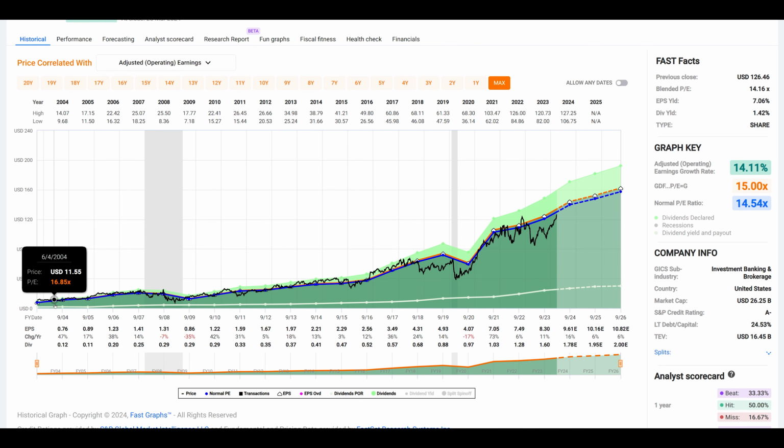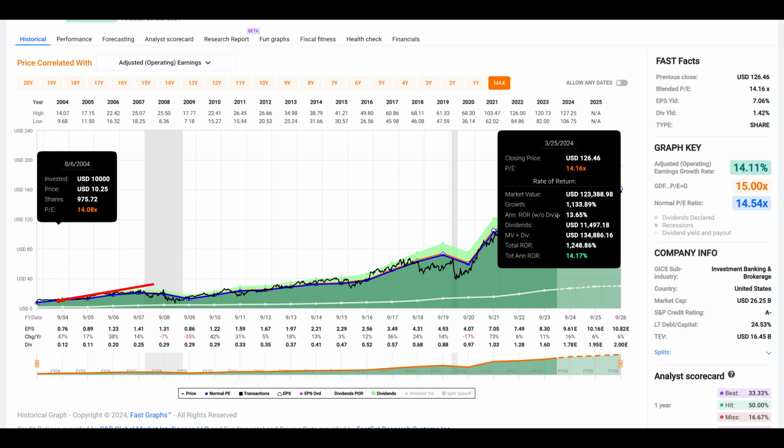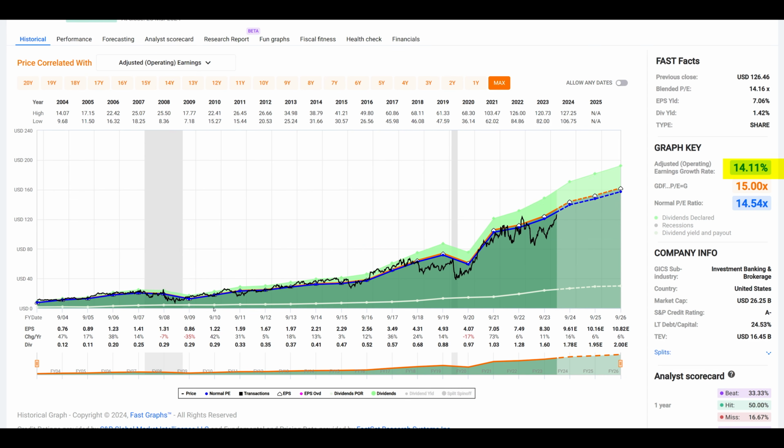nice company. But again, if I buy it at a reasonable PE ratio and hold it to its current PE ratio of 14.1, I get 13.65% capital appreciation, which comes very, very close to the 14.11% growth rate. Valuation matters, and it matters a lot.